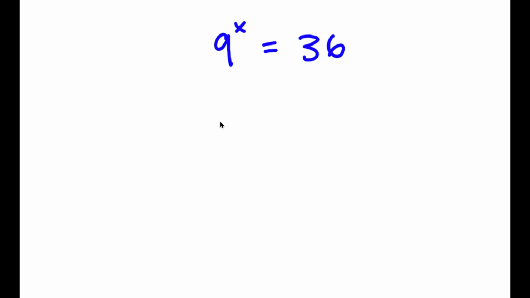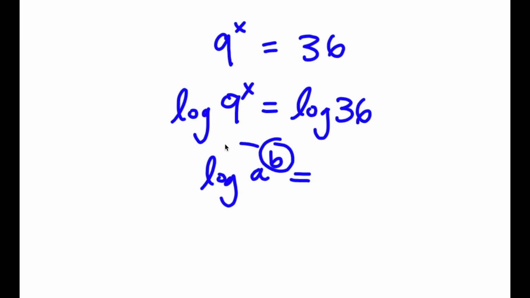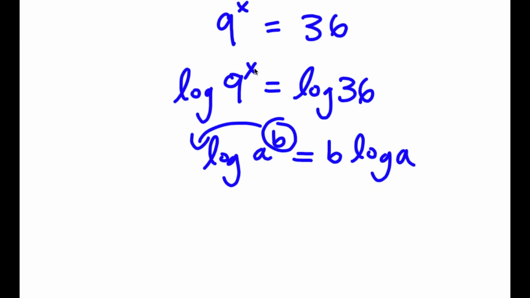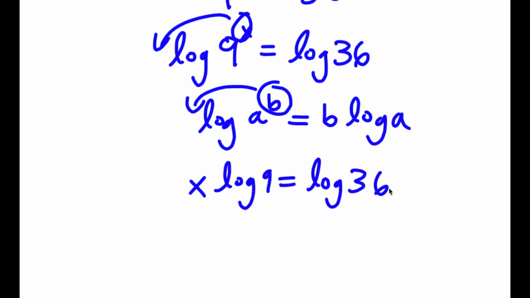Alright, so in this problem, I have 9 to the power of x is equal to 36. So what I'm first going to do is I'm going to take the log on both sides. So I have log 9 to the power of x is equal to log 36. Now if I have something in the form log a to the power of b, I can move this exponent b to the front. So this is equal to b times log a. So in this case, I have log 9 to the power of x. I can move x to the front. So now I have x times log 9 is equal to log 36.